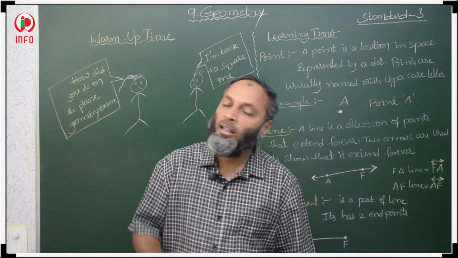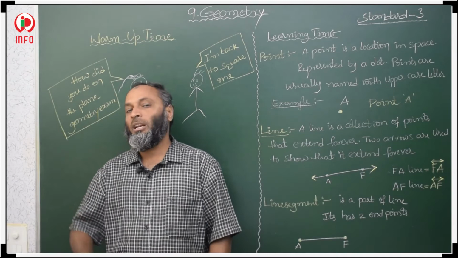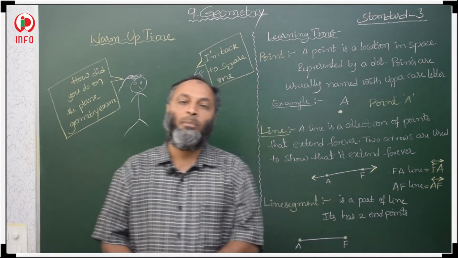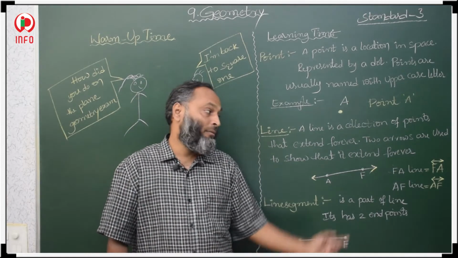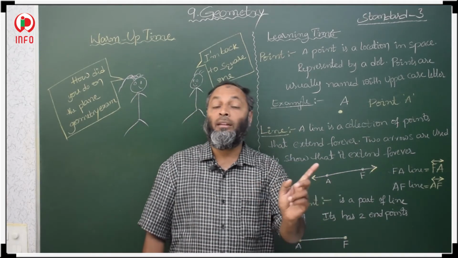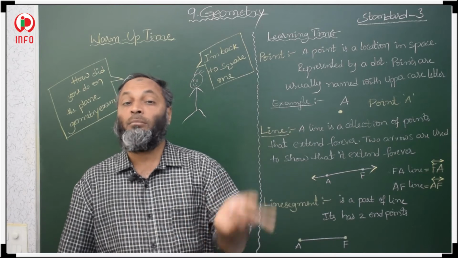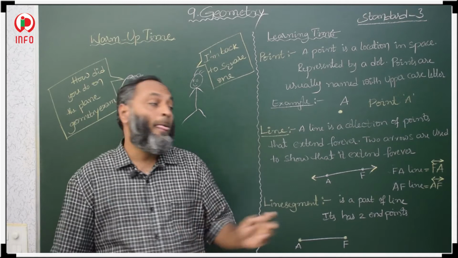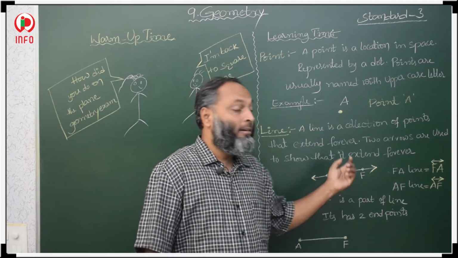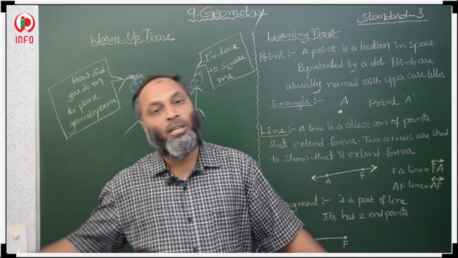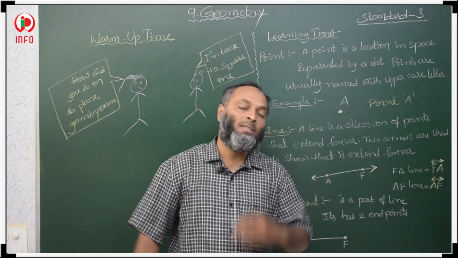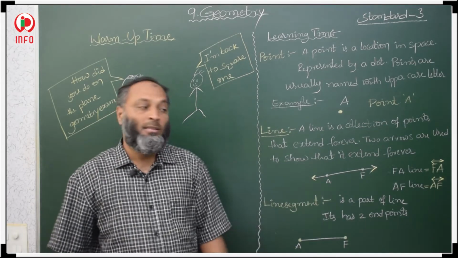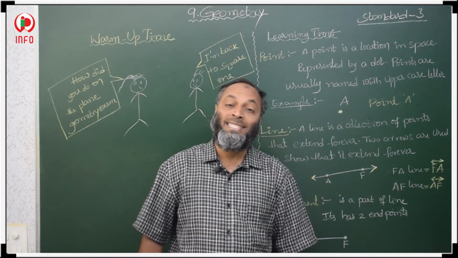So the length of a line segment we can measure using a scale, a tape, whatever. We can measure the length of a line segment, but we cannot measure the length of a line. Why? A line extends infinitely in both directions, on the right side as well as on the left side. That is why we cannot measure a line. But we can measure the length of a line segment.